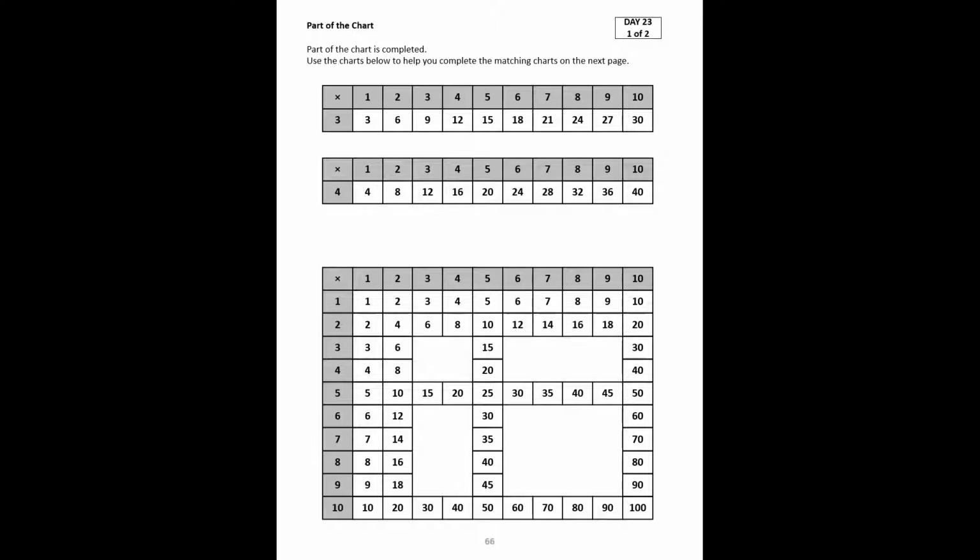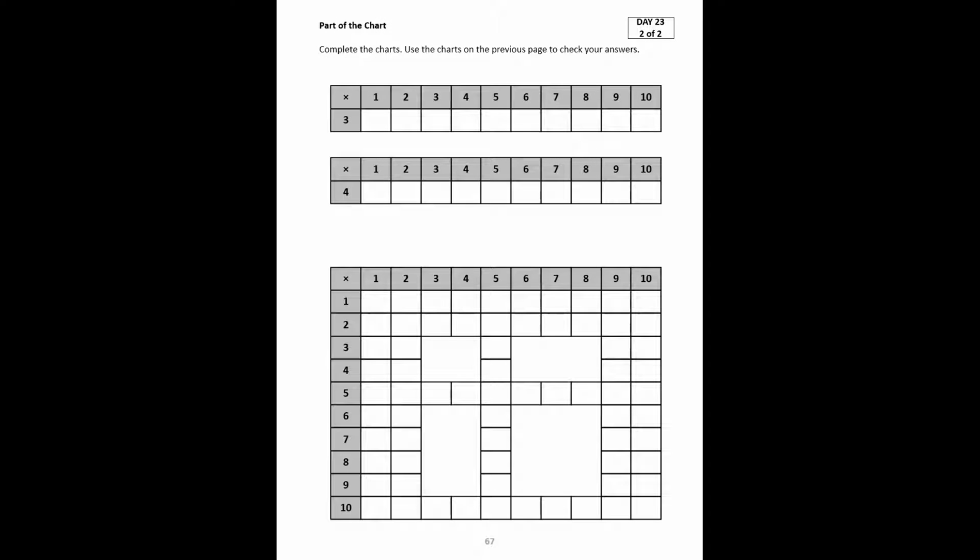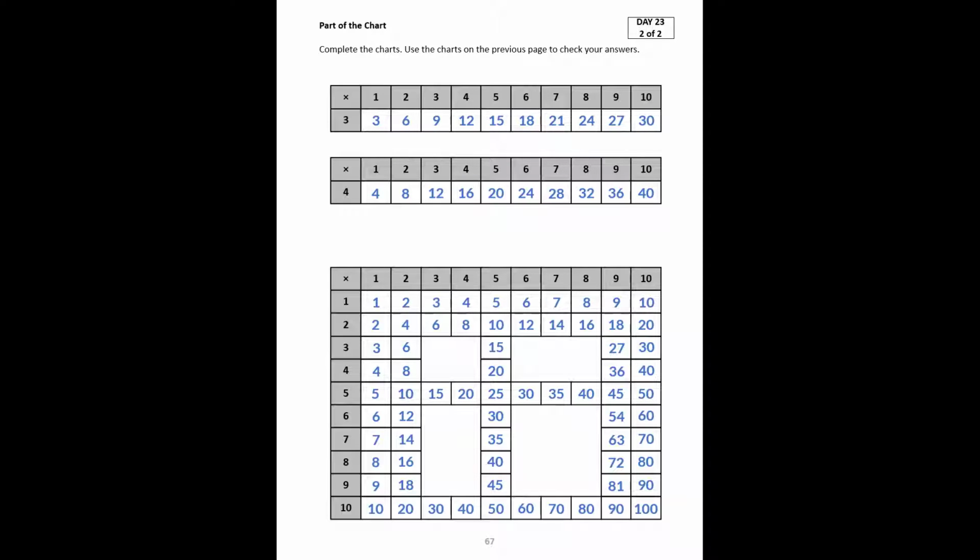On the bottom, you can see that there's a partial chart that is very carefully and strategically selected. On the facing page, which is page 2 of this day, you can see that students are working with multiples of 3, multiples of 4, and then multiples of 1, 2, 5, and 10. And to check their work, they can simply look back at the facing page. And that's the end of day 3.